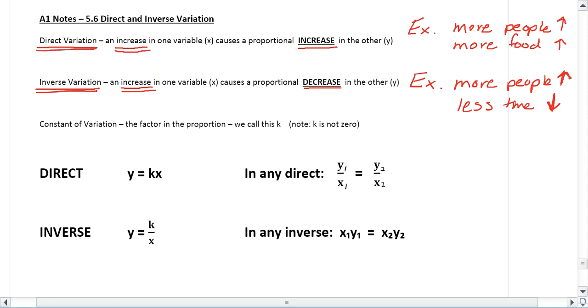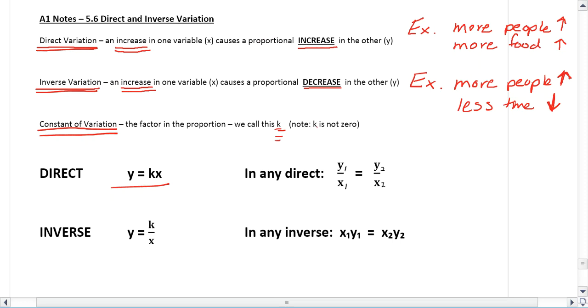So direct and inverse. When we work with these, you can see right here we have some formulas. We need to know what that letter K is. K is the constant of variation. It's the factor that is in the proportion. And I don't know why mathematicians call it K, because constant starts with the letter C, but we don't use C, we use K. I don't know. Your guess is as good as mine.